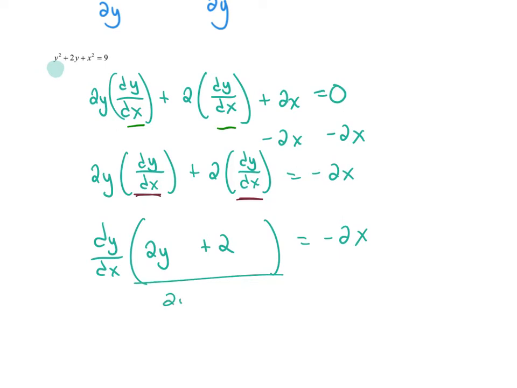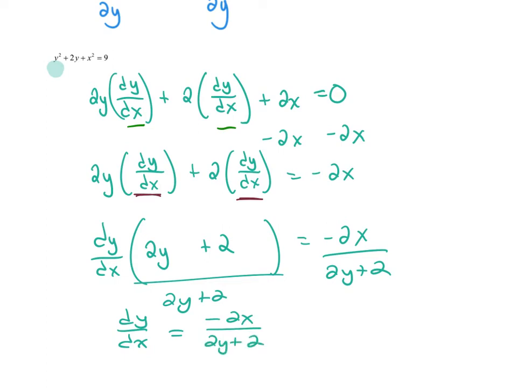Now I'll just divide both sides by 2y plus 2. So my derivative, dy/dx, is equal to negative 2x over 2y plus 2. Since they're all even, I can divide those all by 2 and make it negative x over y plus 1. So that is my derivative.